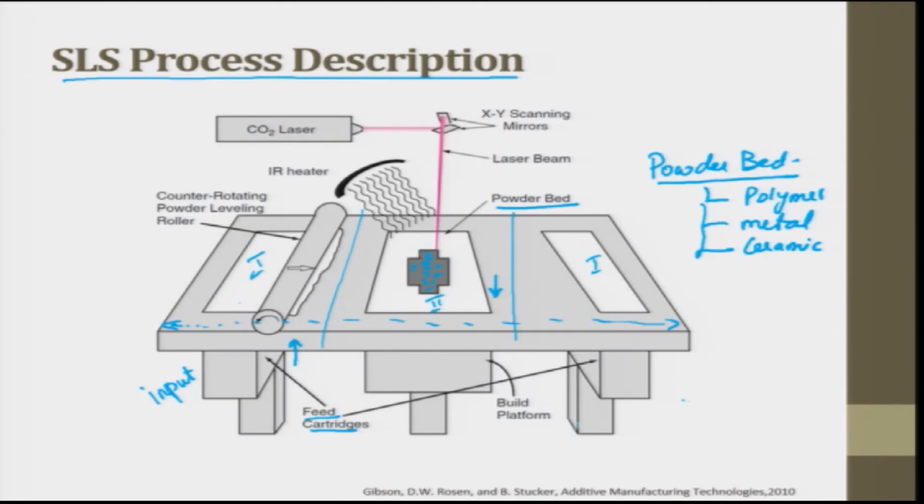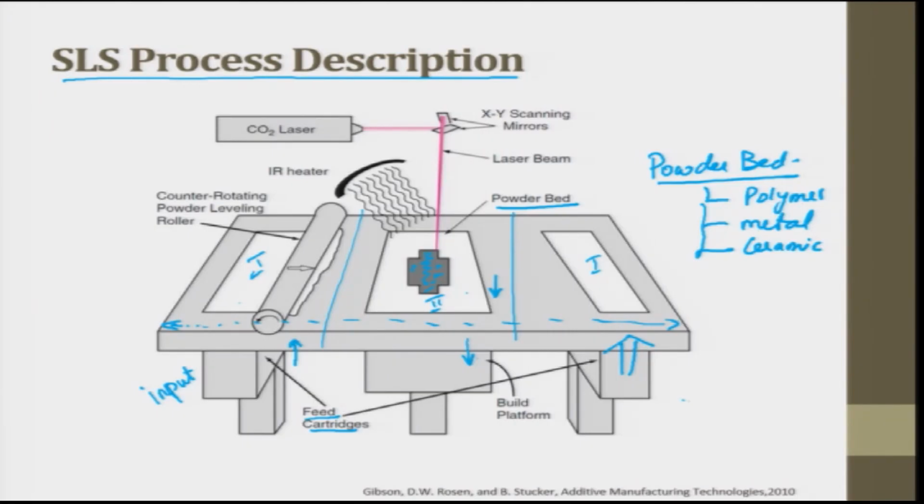Now the table will be sunk down by one layer. The roller which was on the other side will start pulling up the powder from this feed cartridge and keep moving. Once the powder bed sinks down, this time this cartridge will rise by a corresponding layer thickness. So the powder from this side will be spread on top of the powder bed, and this keeps happening continuously. Finally, layer by layer by layer of selective sintering happens, and you get a product.